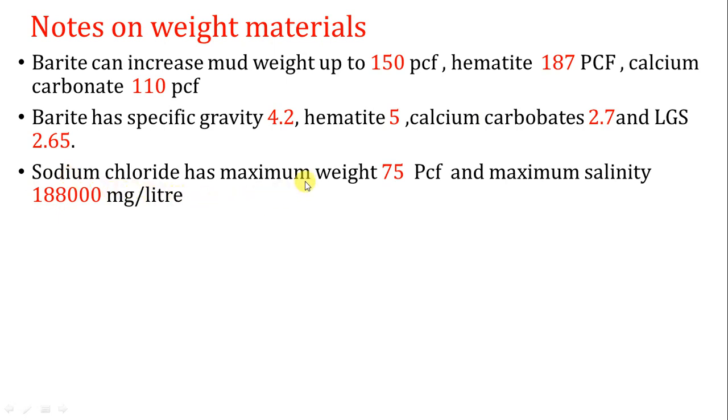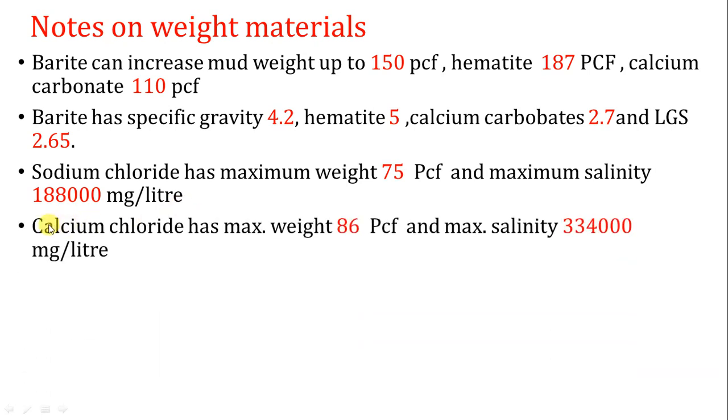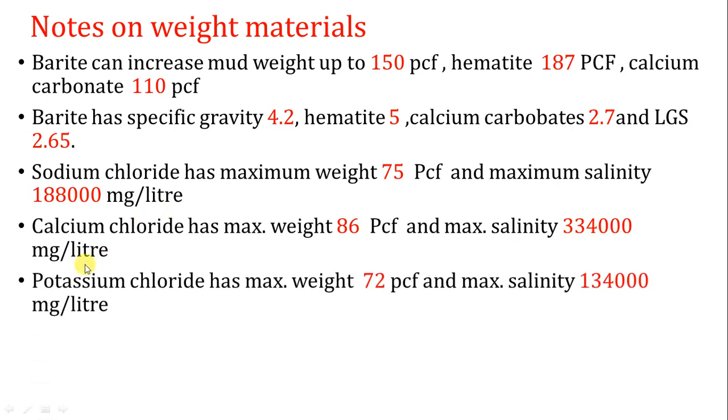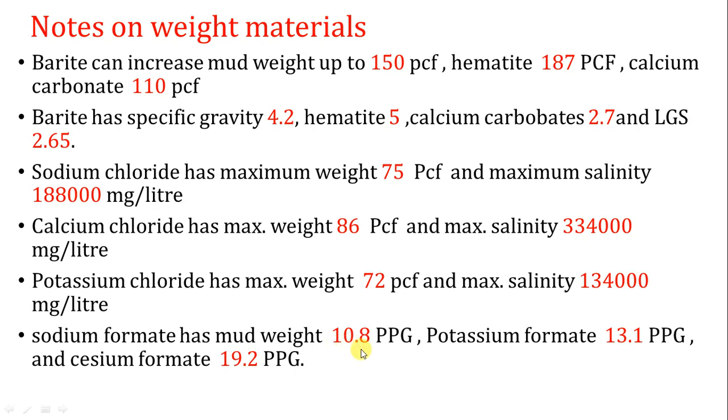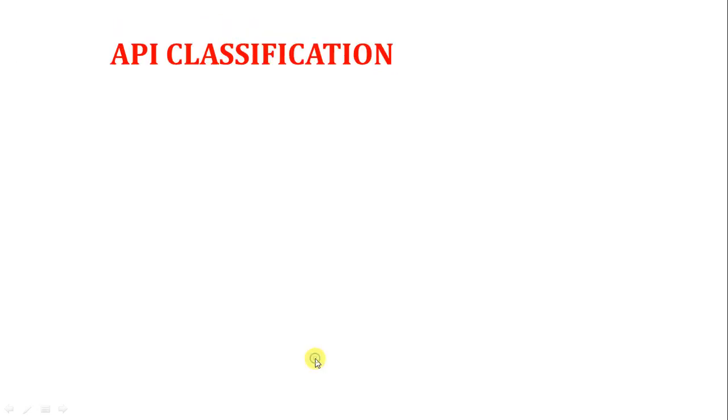Sodium chloride has a maximum weight of 75 or 74, for example, and maximum salinity of 188,000 milligrams per liter. Calcium chloride has a maximum weight of 86 pcf and maximum salinity of 343,000 milligrams per liter. Potassium chloride has a maximum weight of 72 pcf and maximum salinity of 134,000. Sodium formate has a mud weight of, for example, 10.8 ppg, potassium formate 13.1, and cesium formate 19.2.